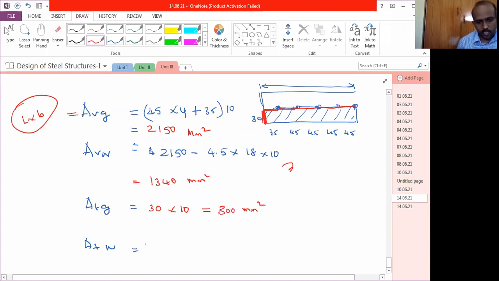Okay, and 300 mm squared minus, here one bolt is there. Actually this is a block, so only half of the bolt you have to reduce. What is the half of the bolt? 0.5 times 18 into 10. That's all. So 9 into 10 is 90. Okay, 300 minus 90 is 210 mm square. Now you substitute in the above formulas. Please note AVG, AVN, ATG and ATN, and substitute in the formulas.